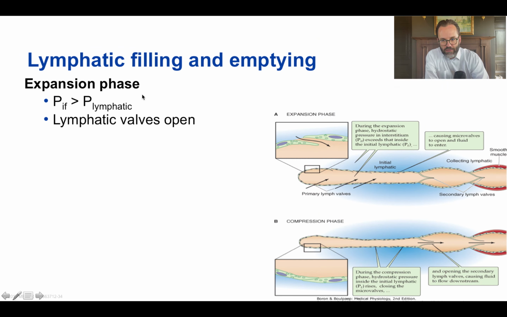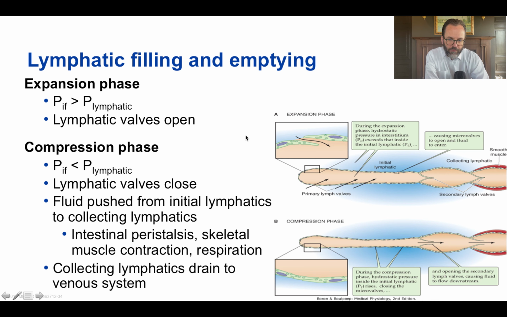Now, when we're looking at lymphatic system filling and emptying, of course, there are two phases here. One is the expansion phase of the lymphatic filling, which is when the interstitial pressure exceeds the lymphatic pressure inside of the lymph node. There, the lymphatic valves are open, and that enables filling of the lymphatics. Then during the compression phase, the interstitial pressure is less than the lymphatic pressure, and that drives the lymphatic valves closed, and the fluid is pushed from the initial lymphatics to the collecting lymphatics.